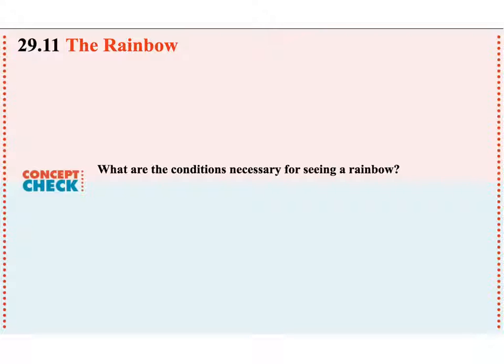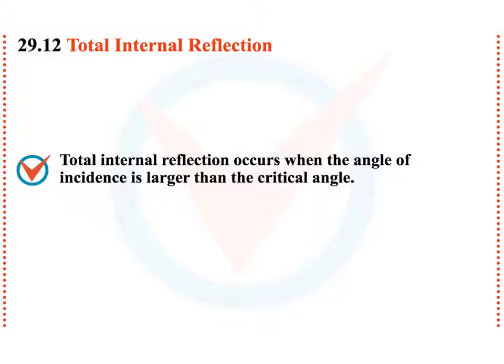What other conditions are necessary for seeing a rainbow? Total internal reflection occurs when the angle of incidence is larger than the critical angle.